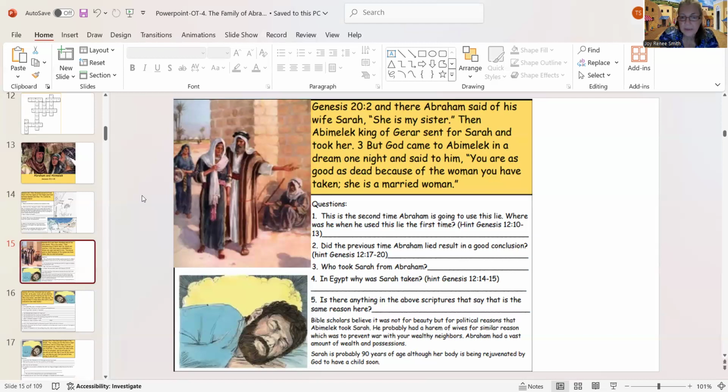In Egypt, why was Sarah taken? Because of her beauty. Is there anything in the above scriptures that say that is the same reason here? No, it doesn't say anything about her beauty. Good grief, she's 90 years of age. Bible scholars believe it was not for beauty, but for political reasons that Abimelech took Sarah. He probably had a harem of wives for a similar reason, which was to prevent war with your wealthy neighbors. Abraham had a vast amount of wealth and possessions. Sarah's probably 90 years of age, although her body is being rejuvenated by God to have a child soon.